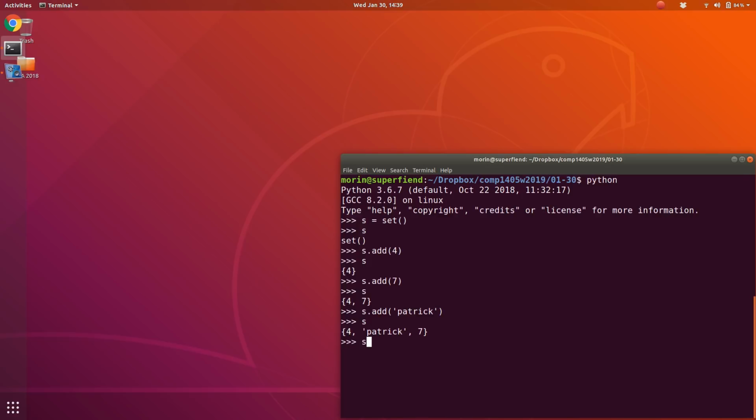Now for the uniqueness, I can say something like s.add 7, and that doesn't crash or anything, but if I look in my set, I see that it hasn't changed at all because I tried to add a particular value twice. Okay. And if I try and add Patrick again, it can't add that.